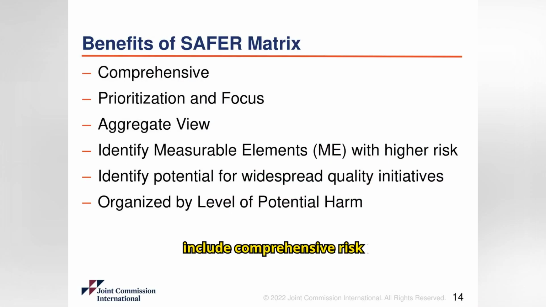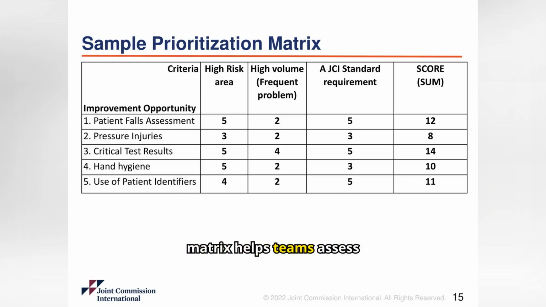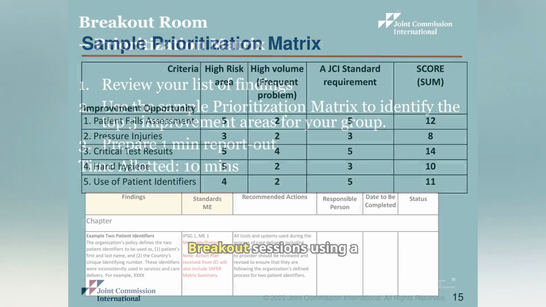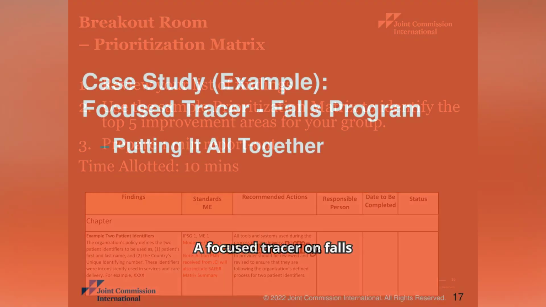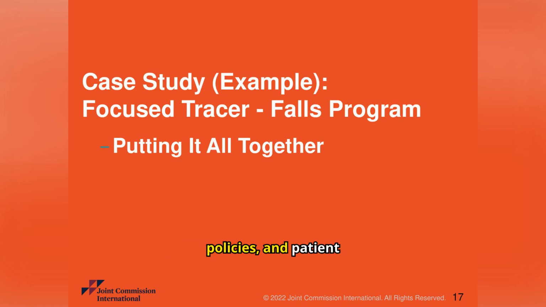Benefits of the SAFER matrix include comprehensive risk prioritization, identifying elements with higher risks, and facilitating widespread quality initiatives organized by potential harm levels. A sample prioritization matrix helps teams assess high-risk areas, frequent problems, and improvement opportunities, allowing for targeted actions to enhance patient safety and care quality. Breakout sessions using a prioritization matrix enable teams to review findings, identify top improvement areas, and prepare concise reports, promoting collaborative problem-solving and accountability. A focus tracer on falls programs integrates standards, policies, and patient records, ensuring comprehensive assessments and interventions to reduce fall risks among patients.